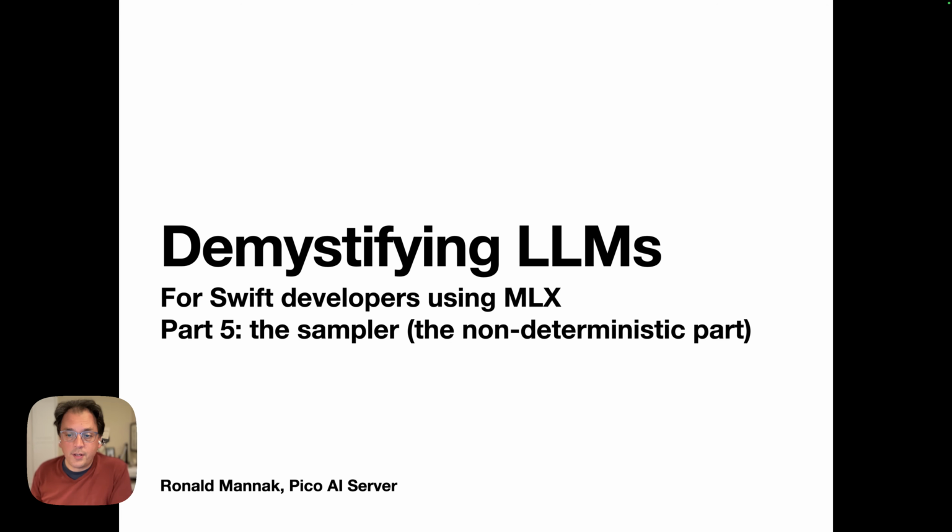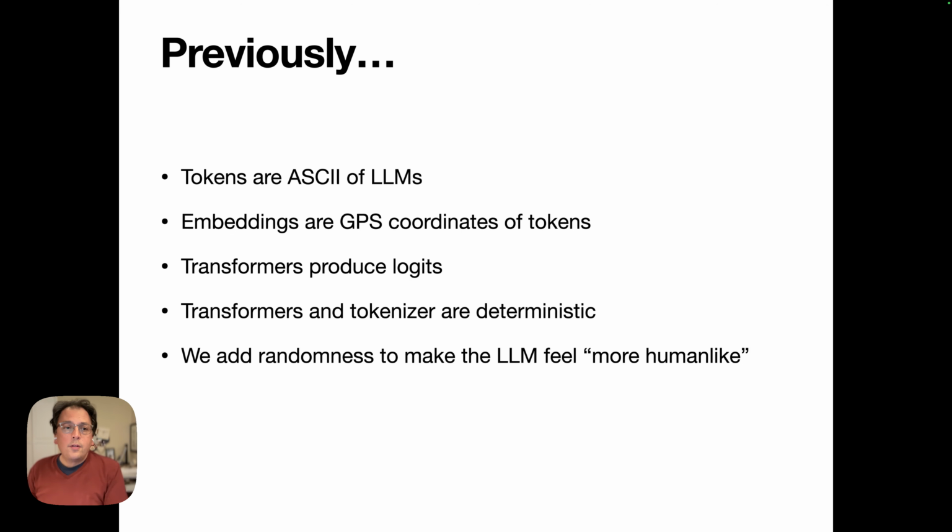Let's go and check out the sampler, or the non-deterministic part of the LLM. We have seen in the previous videos that tokens are the ASCII or Unicode of LLMs. Embeddings are the GPS coordinates of tokens. Transformers take in embeddings and produce an array of logits, the exact size of the token array. The transformers and the tokenizers are all deterministic, and we add randomness to make LLMs feel more human-like. That's the part we're going to discuss in this video.